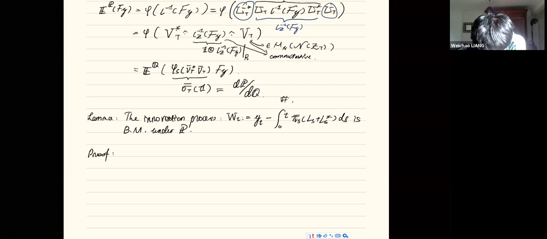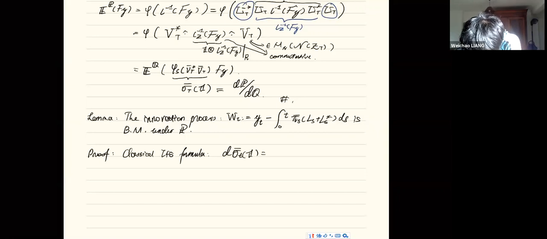This is very easy to show, because we can just apply the classical Itô's formula on the sigma t bar identity. We develop and extend this form, and we can obtain the differential. The Vt here, because the expectation can be written as the trace of the density operator times something, so we can just put the derivative inside this trace. Okay, so we can obtain this expression. And we continue to apply the Itô's formula, and we can obtain that.